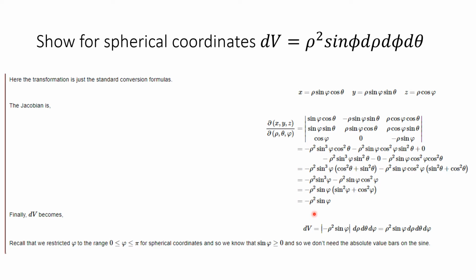But when you take the absolute value of this, the absolute value of minus ρ squared sine φ, and note that φ was between 0 and π for spherical coordinates, this ends up being ρ squared sine φ dρ dφ dθ. Make sure you understand this example.